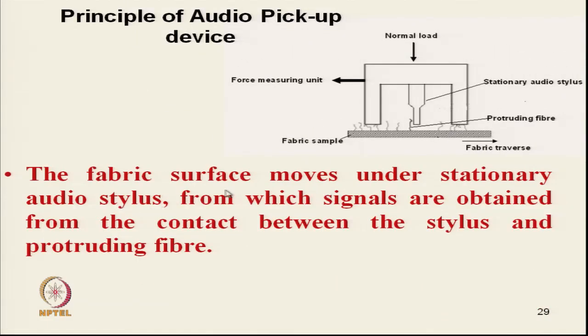Now, the fabric surface moves under the stationary audio stylus. This is the audio stylus here, and the fabric moves in this fashion. The signals are obtained from the contact between this point and the protruding fiber, and this creates some sound and some perception, which will give us an idea about the stiffness of the hair and also the number of hairs.